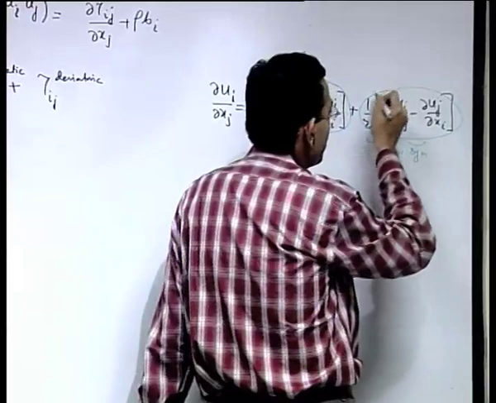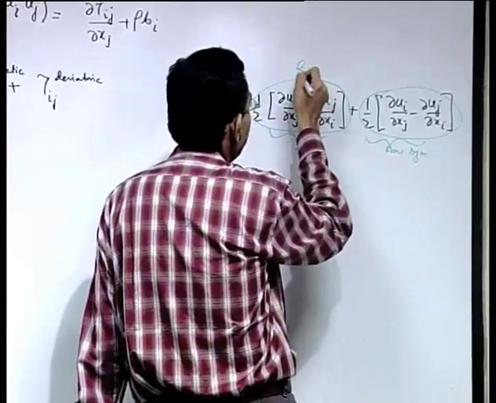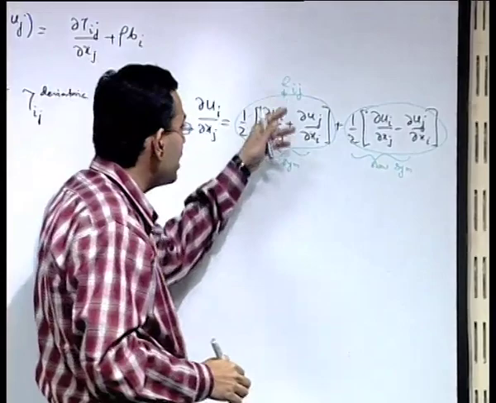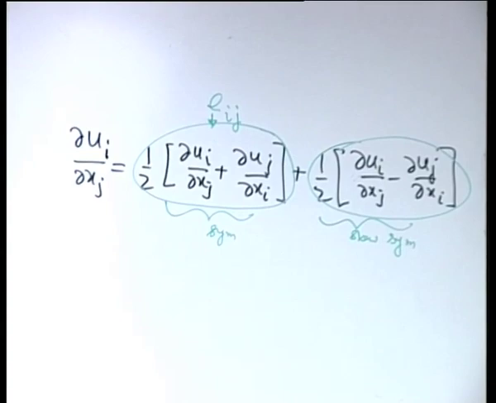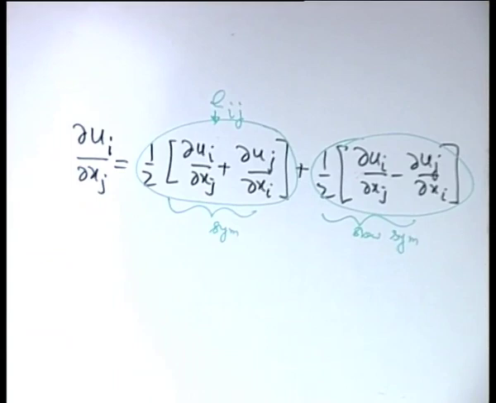Rotation of a fluid element will not directly give rise to a deviatoric stress tensor component, but the deformation will. So, out of these two, if you give this a name Eij, then this Eij is responsible for the deformation in the fluid element. That is, this Eij represents the deformation of the fluid element. So, tau ij should be related to this type of quantity, E kl. So, tau deviatoric should be related to E.